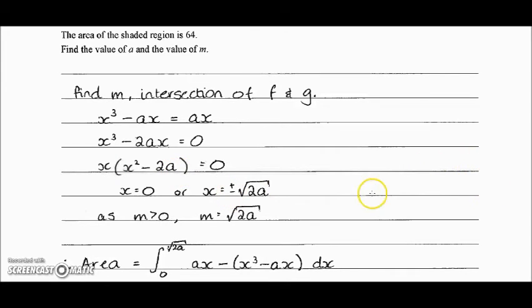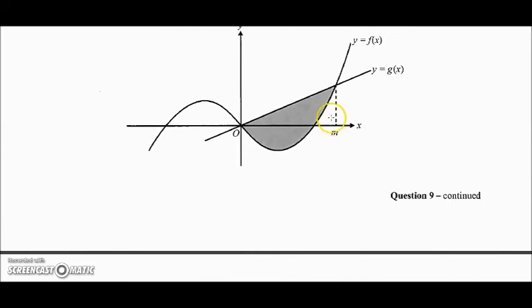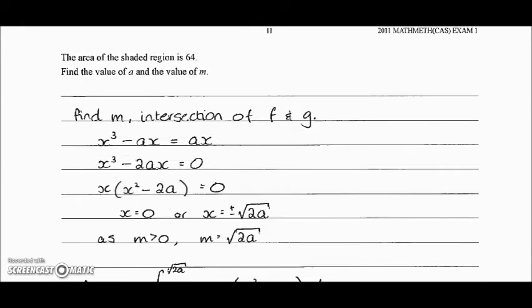Now we know that the point we're interested in is this point here. So we know that it's not this intersection where x is 0, and the one down here must be negative root 2a, so m is the square root of 2a. So now we can just work with that, and we don't have to worry about the m until the end.